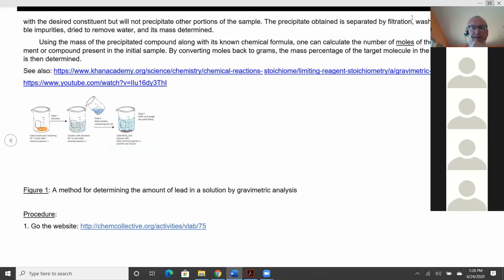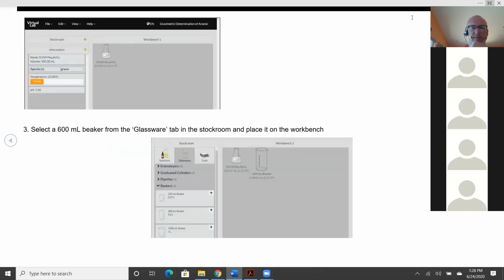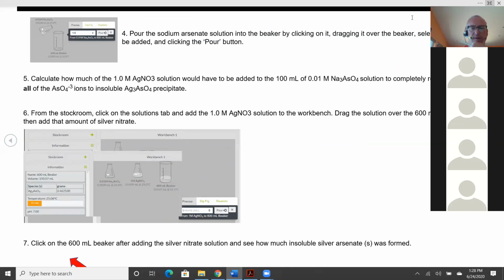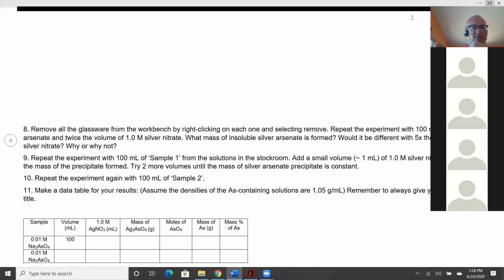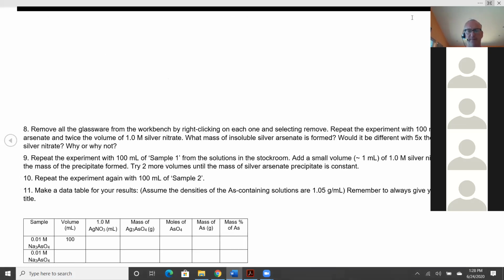Yeah, so here's your sample. So you can use 100. It even suggests using 100 mils. Use whatever you like, and just keep adding it till you finish precipitating all of it. And then the question is, how many moles? Let me draw on this.